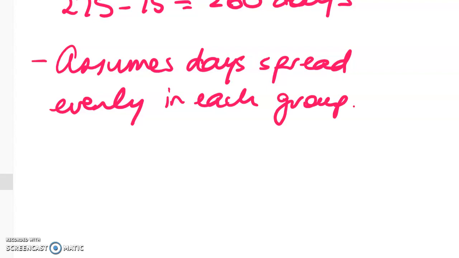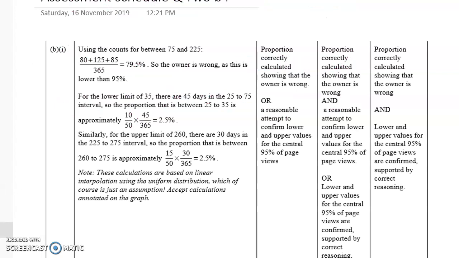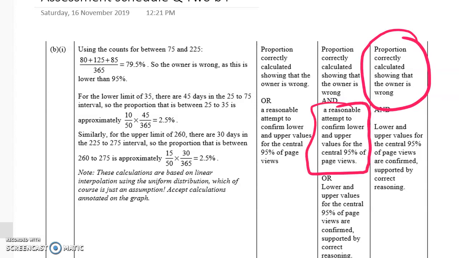Now that took a long 9 minutes. Let's quickly look at the schedule for that one. Okay, so you can see that what you had to do is you had to show that the owner is wrong, and then you had to have, for merit, a good crack at trying to figure out the 95% values.